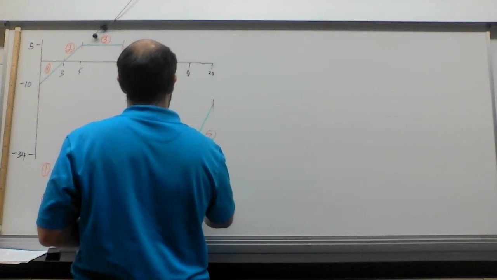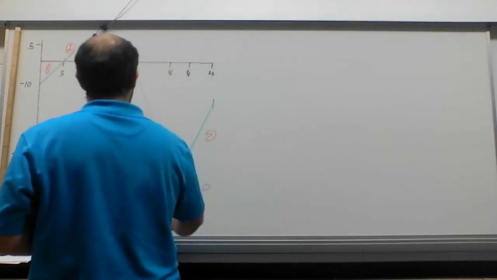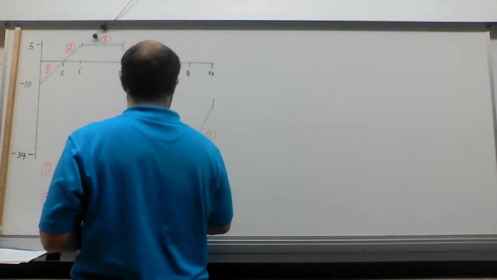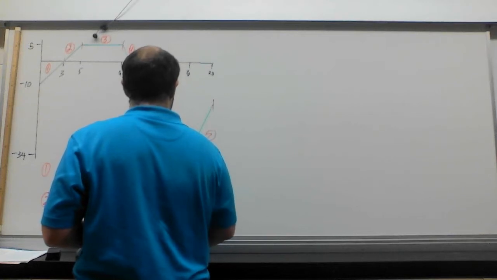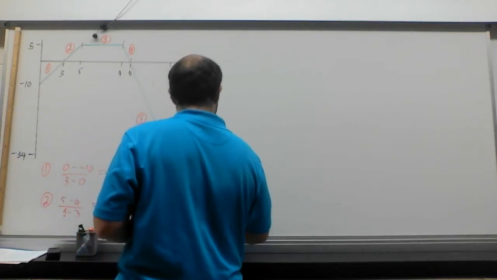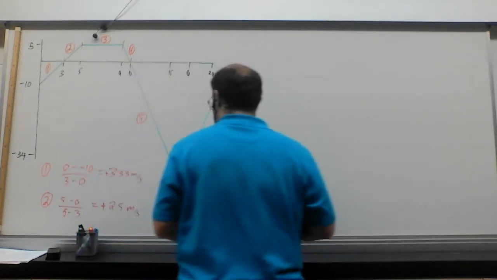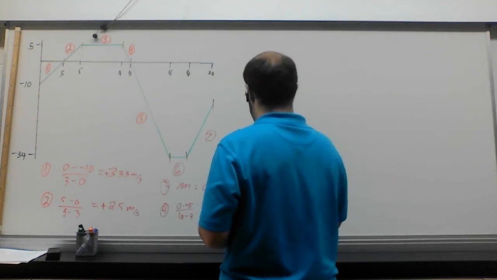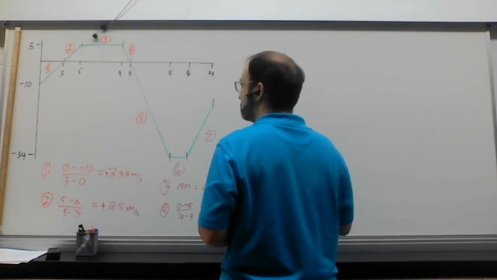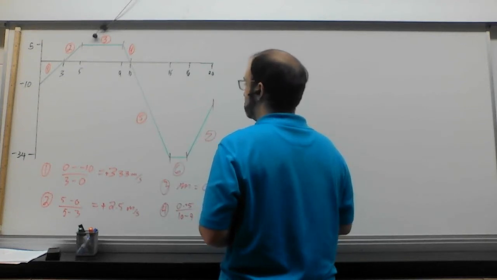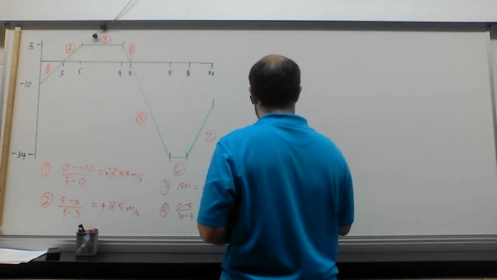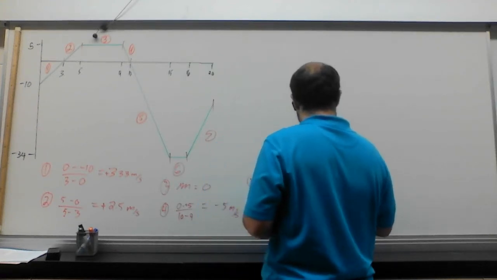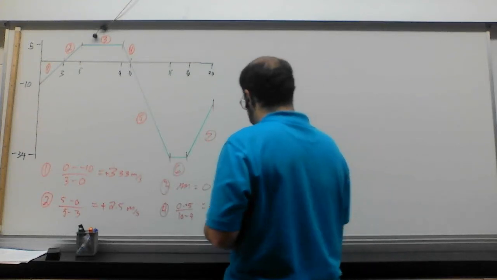Here, the slope is going to be 0 because it's a flat section. For 4, we're looking at 10 minus 9 all over 0 minus 5, positive 5. So it's just going to be negative 5 meters per second. For 5, we're looking at negative 34 for our final, minus 0 all over about 5, so 15 to 10. So it's going to be 34 divided by 5, and that's going to give us negative 6.8 meters per second.